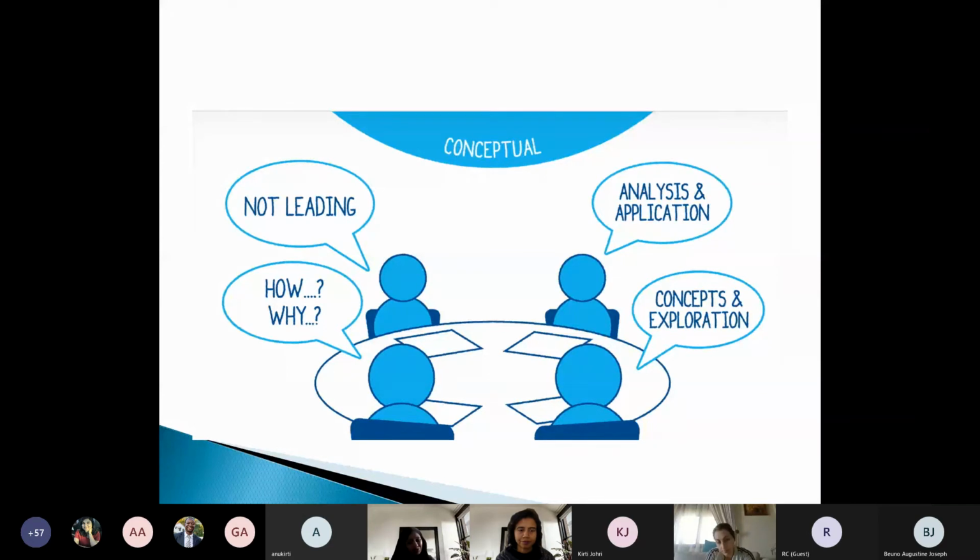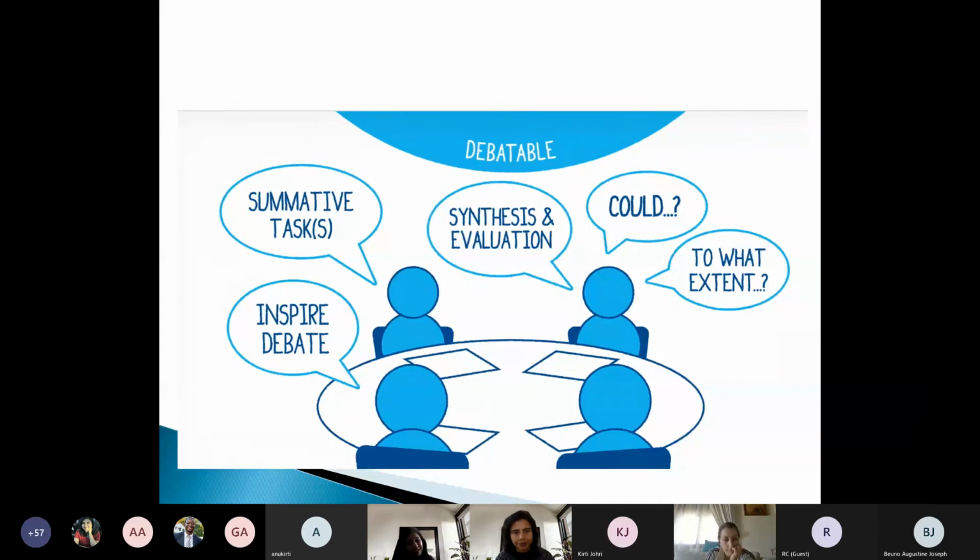So see how the student is progressing from those basic content-based questions to more analytical questions, how and why of it. And then you have debatable questions, which inspire debate, which inspire discussion, and they involve a lot of synthesis and evaluation. So generally these questions start with to what extent or could, and most importantly, these debatable questions may lead to summative task, because summative task is the culmination of the student learning of that particular unit. So these debatable questions are generally incorporated, or the summative tasks are based on that.